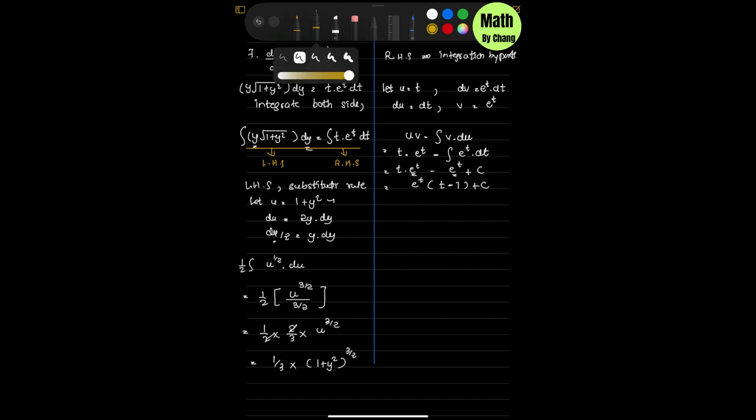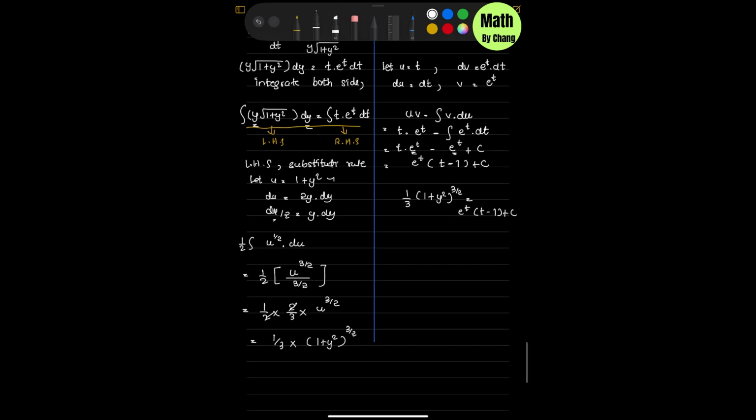So let's put the values. For the left hand side we get 1/3 (1 + y²) the whole power 3/2, equal to e^t (t − 1) + c. So you can either stop here, or for me, let me continue.